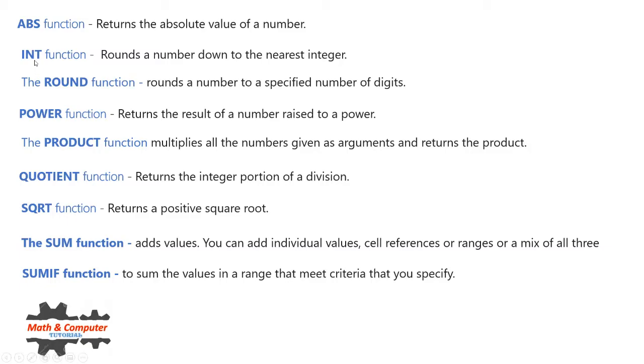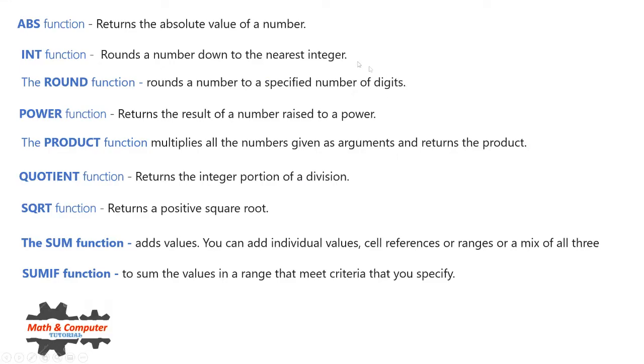Okay, next is the int or integer function. Rounds a number down to the nearest integer. So if you want to round the number to a whole number, integer is a whole number, then this function will be used. The round function rounds a number to a specified number of digits. Unlike int, which only rounds to the whole number, this function can be used to round numbers with decimal places.